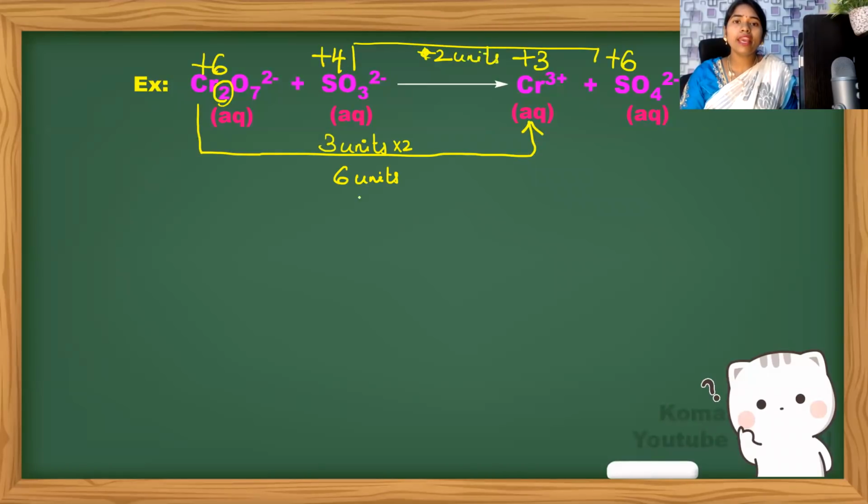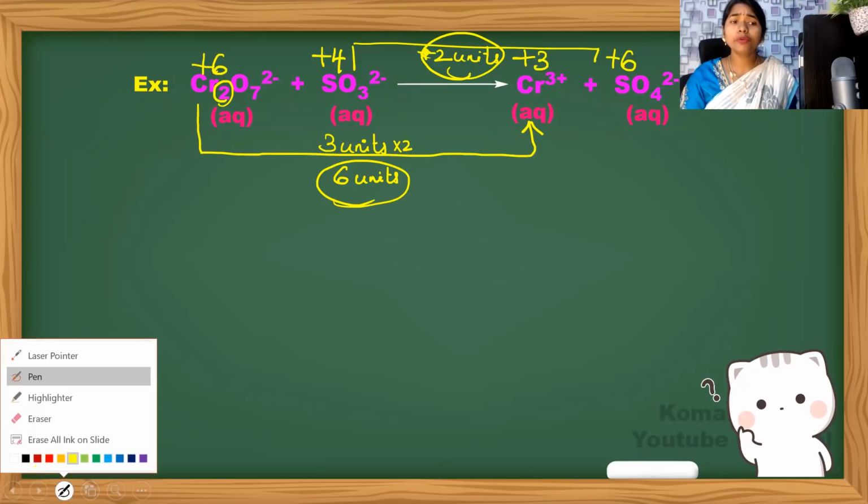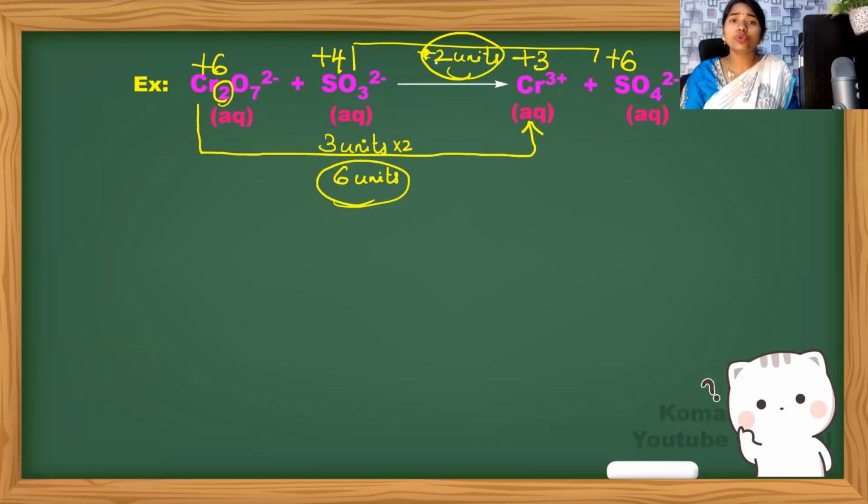In order to make both equal, here it is 6 units and here it is only 2 units. To make them equal, multiply with a suitable number like 3. When you multiply with 3, here it becomes 6 units, and here also 6. So I'm multiplying with 3 here on both sides. That's it. After that, you have to balance the number of atoms. See how I'm going to balance the number of atoms in the next step.